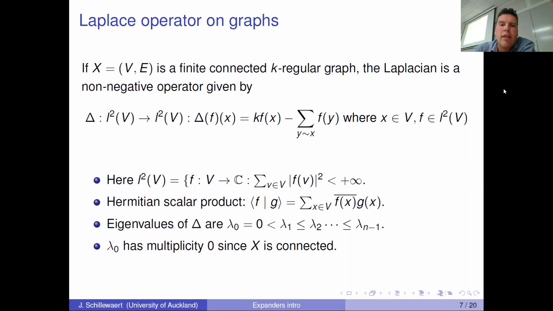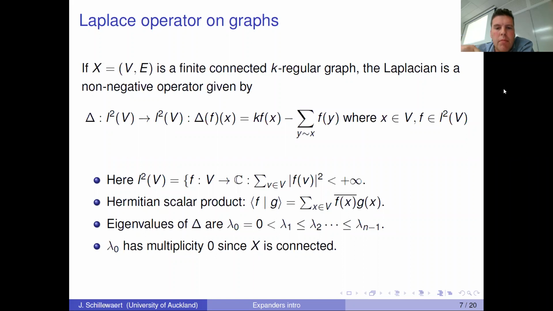But here I have done k times identity minus that. So therefore, k minus k, the trivial eigenvalue becomes this 0. What is going to be important now is how big this lambda 1 is. So lambda 0 has multiplicity 0, so there is some gap between lambda 0 and lambda 1.